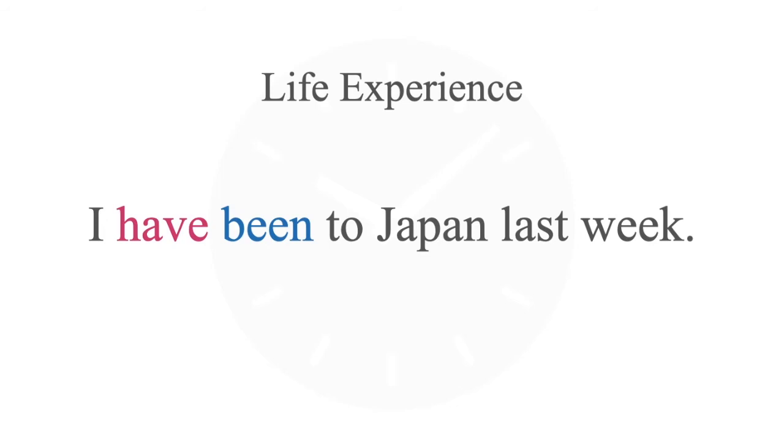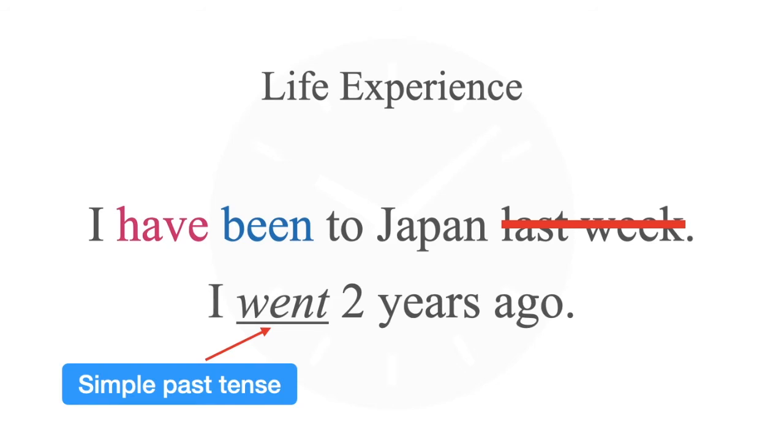If we look at this one here, and I put at the top life experience, because that kind of talks about this grammar point here. Experience that we have in the past, but we don't care about when it happened. So for example, I have been to Japan last week. This would be a mistake, mostly because we don't care about time in this structure. What would be better to say would be, I have been to Japan. I went 2 years ago.